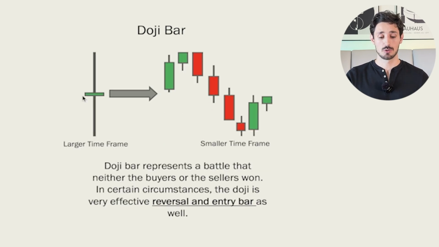And when it comes to a doji bar, we have a larger term doji bar right here, and if we look to the smaller time frames, we could see how the battle between the buyers and sellers was essentially even, right? We got bought, then we got sold, then we got bought again, and we closed at a pretty similar price in which we opened. Therefore, the battle between the buyers and the sellers was basically even. Nobody really won.